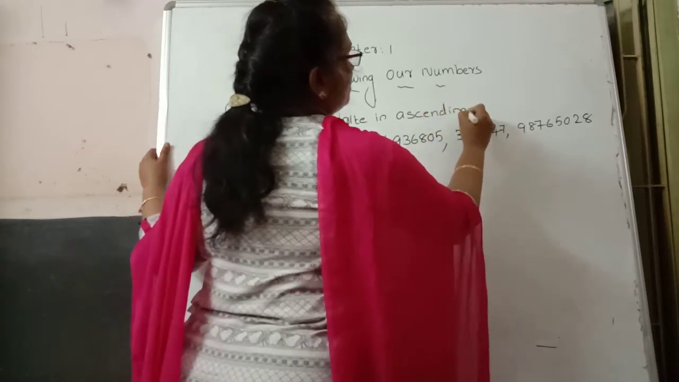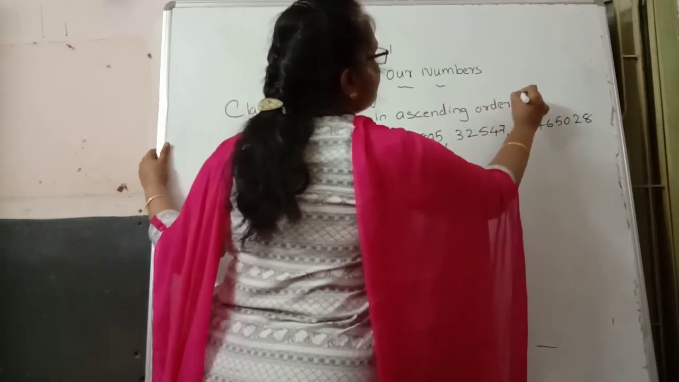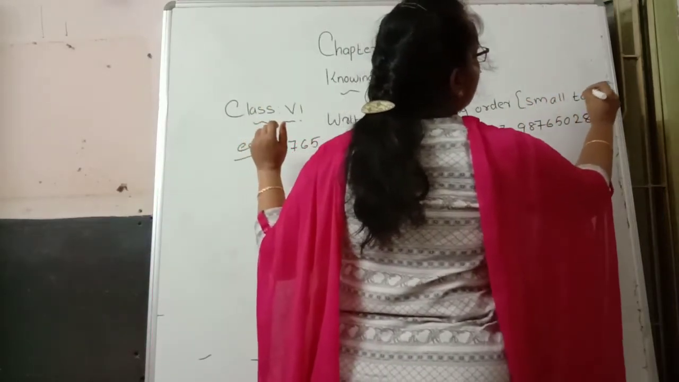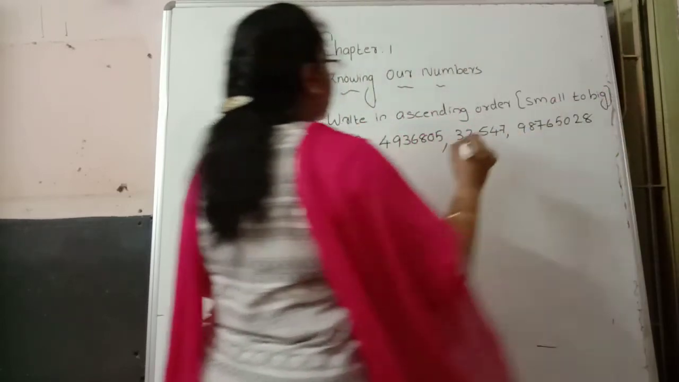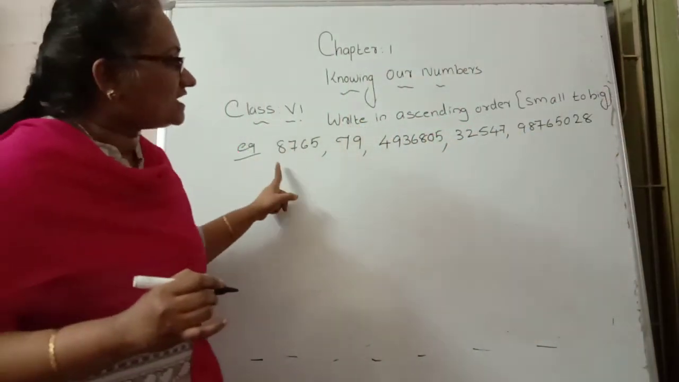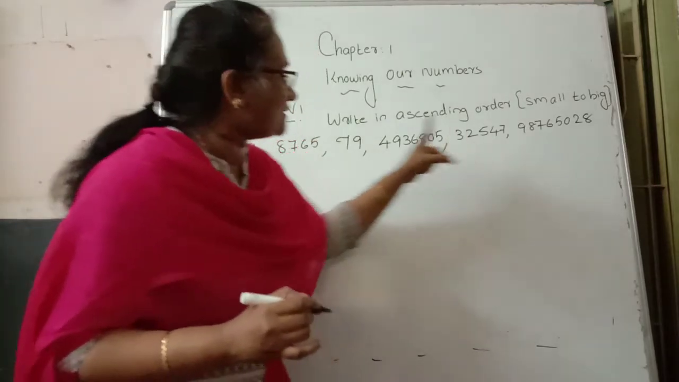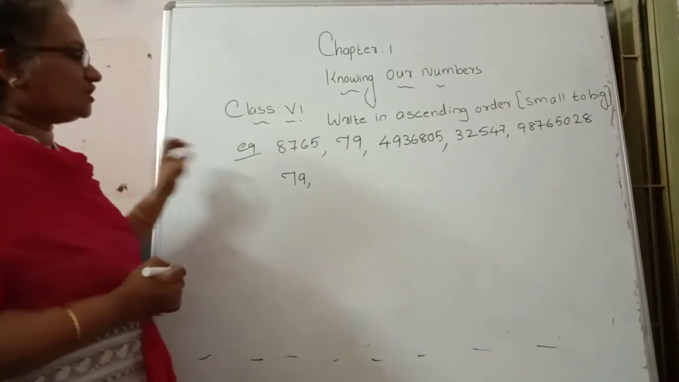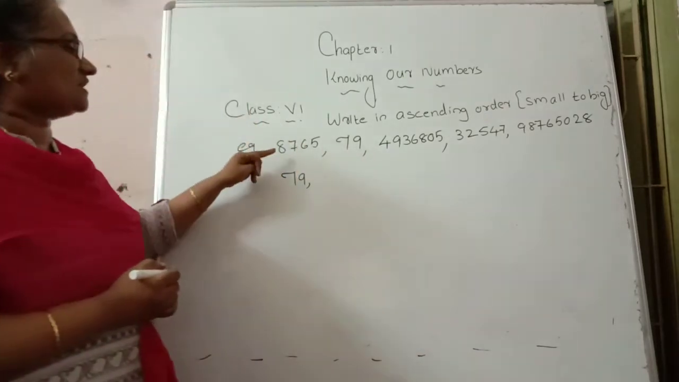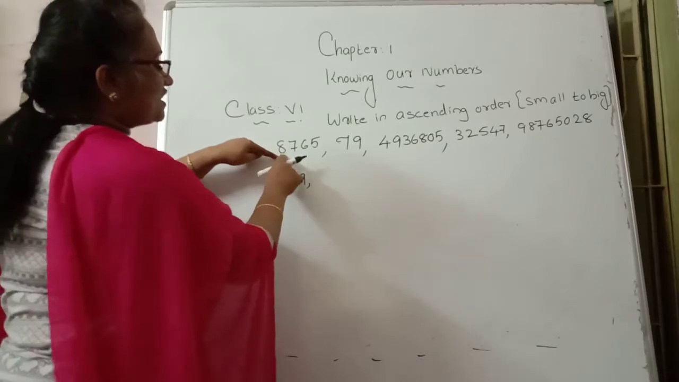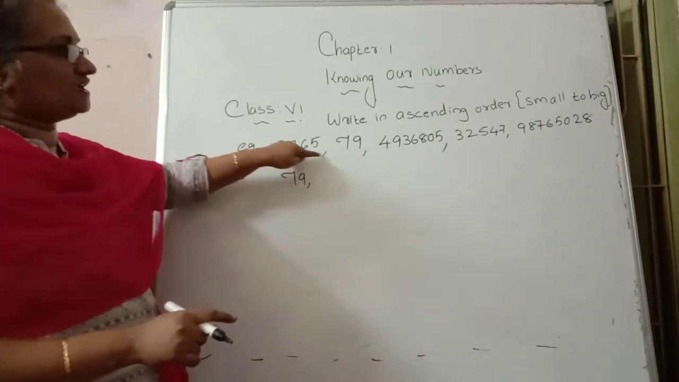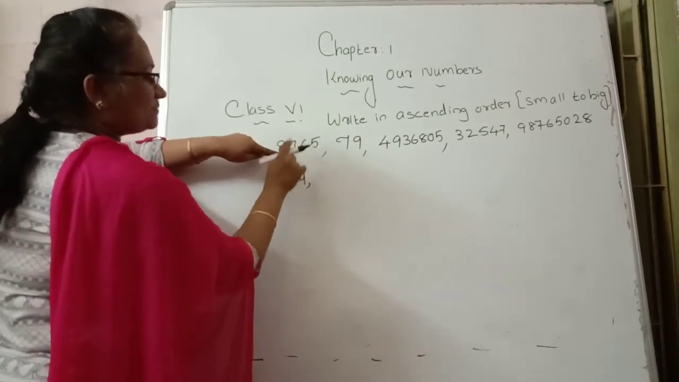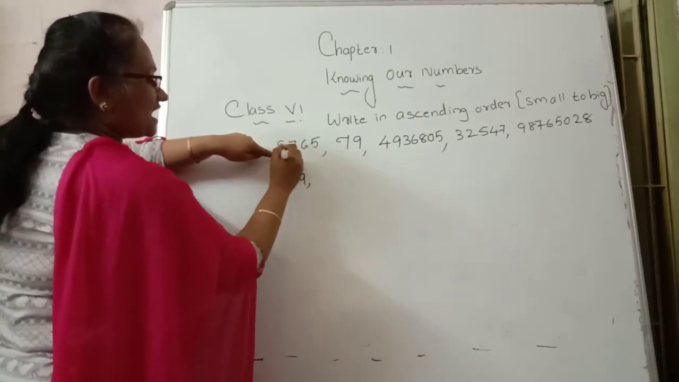Ascending order means small number to big number. So how do we write the numbers from smaller to bigger? Which is the smallest number? 79 is the smallest number. Then look at the next, which is the smallest number? Here how many digits are there? 1, 2, 3, 4. Only 4 digits. Here how to keep the comma? After 3 numbers, keep 1 comma. 1, 2, 3. Afterwards, 1 comma.